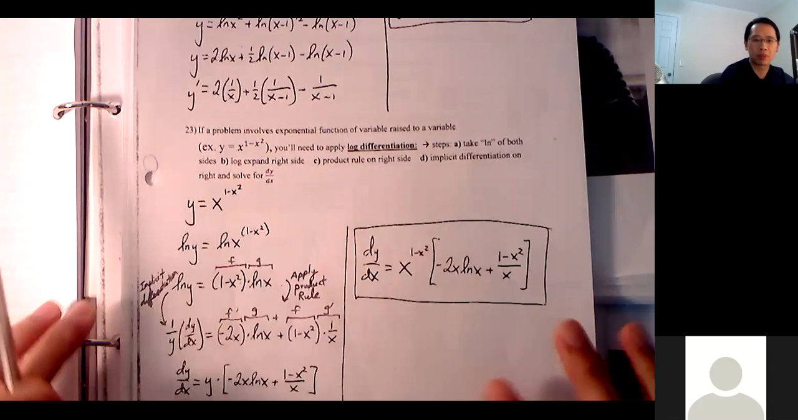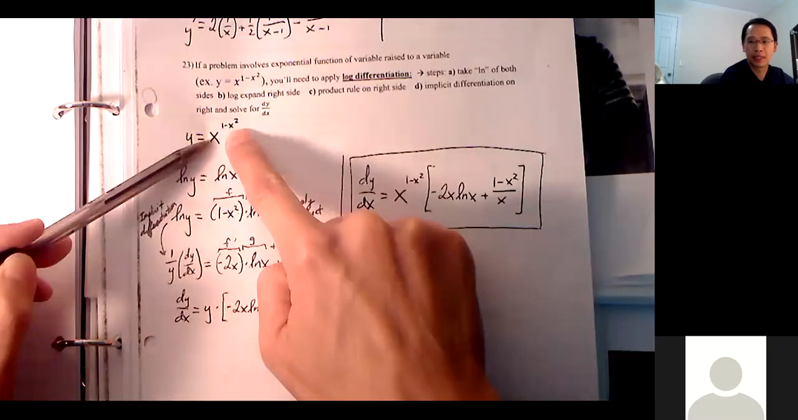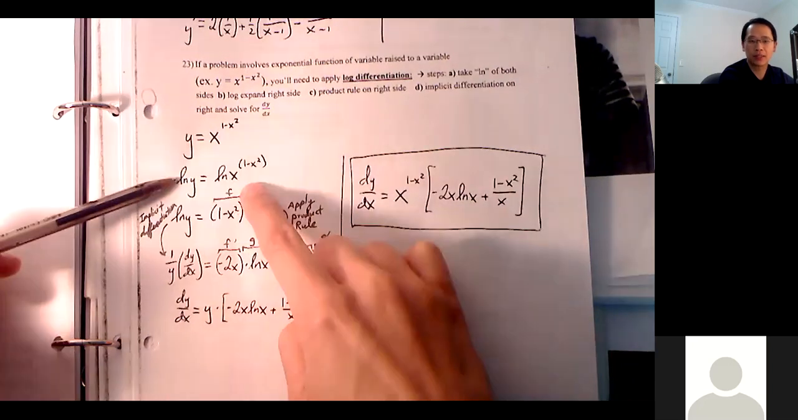So let me go through the steps here. We see that we don't have a rule for a variable raised to a variable. We take the natural log of both sides.